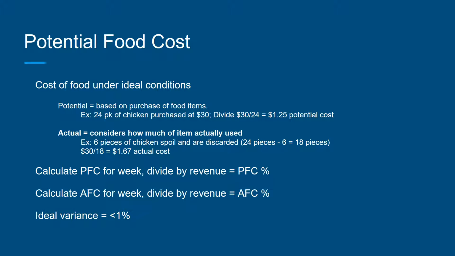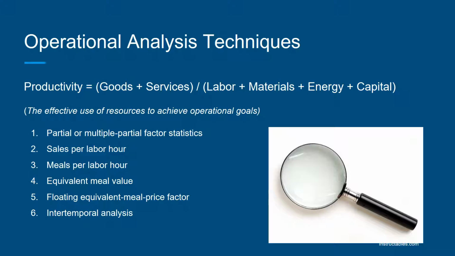Operations will often calculate their potential food costs for an entire week. They can then use this to determine a potential food cost percent by dividing by their revenue for the week. Operations will also calculate the actual food cost for the week and again divide by revenue, giving them an actual food cost percent. If the variance between the two percents is less than 1%, it is generally a good indicator.